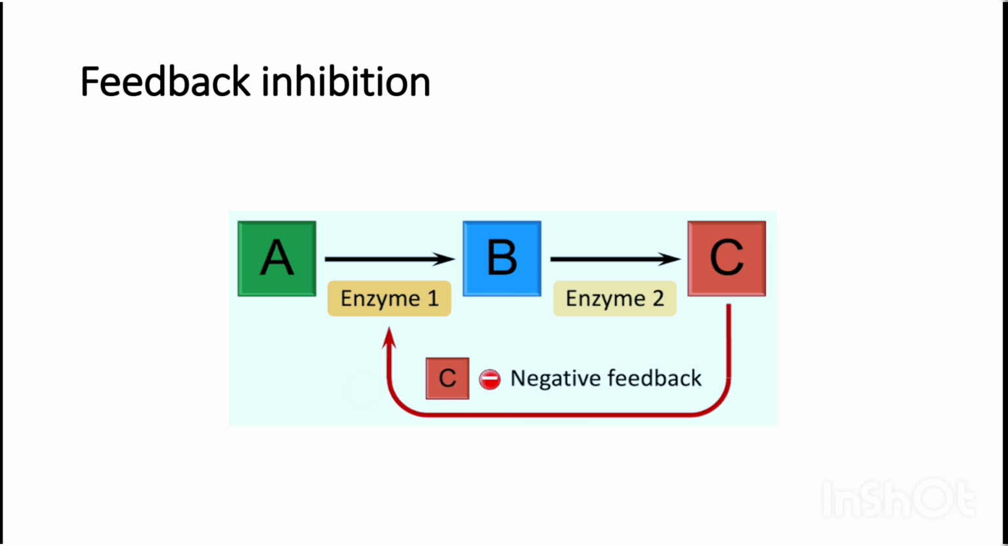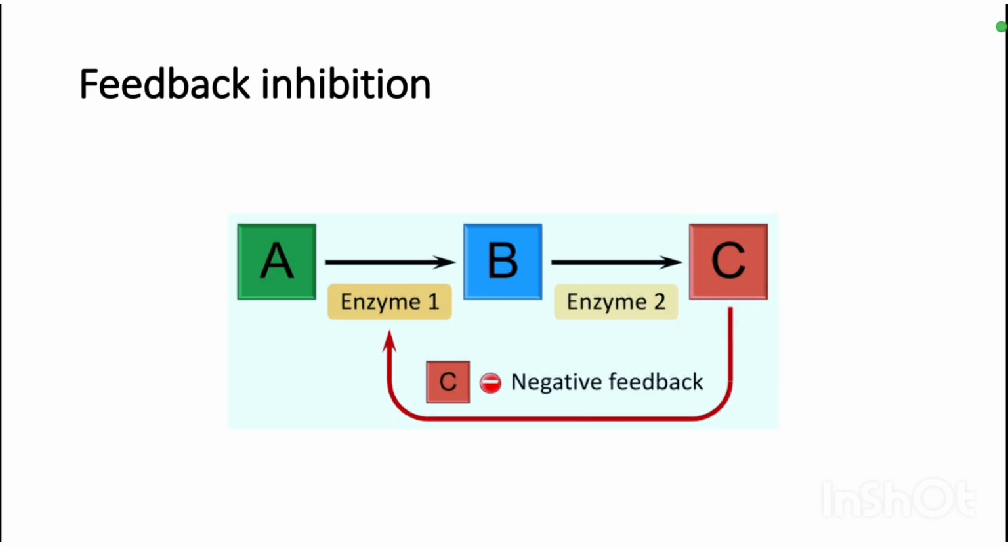Then what is feedback inhibition? In feedback inhibition, the product of a reaction itself blocks the reactant or the pathway. Excess formation of product blocks the pathway or stops the reactant from reacting to form that product, because the body or cell does not want that product anymore.